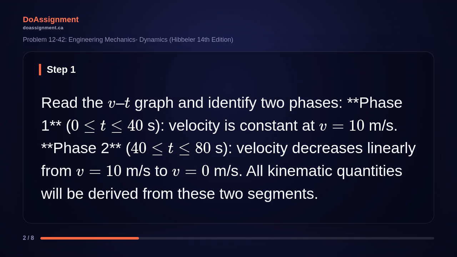Looking at the VT graph, we can identify two phases. In phase 1, from 0 to 40 seconds, the velocity is constant at 10 meters per second. In phase 2, from 40 to 80 seconds, the velocity drops linearly from 10 meters per second down to 0.